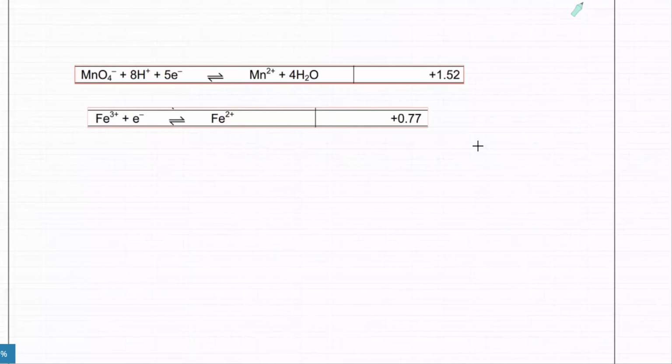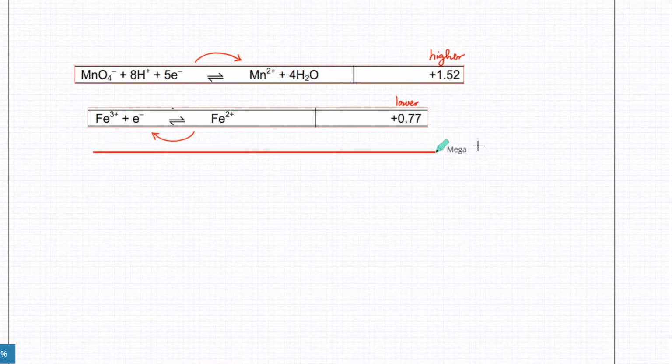So quickly tell me, who gains electrons, who loses electrons? MnO4 minus would gain electrons and Fe3 plus will lose electrons. So that's going in the forward direction. This is going in the reverse direction. So that's pretty much it. That's the higher one, and this over here is the lower potential.